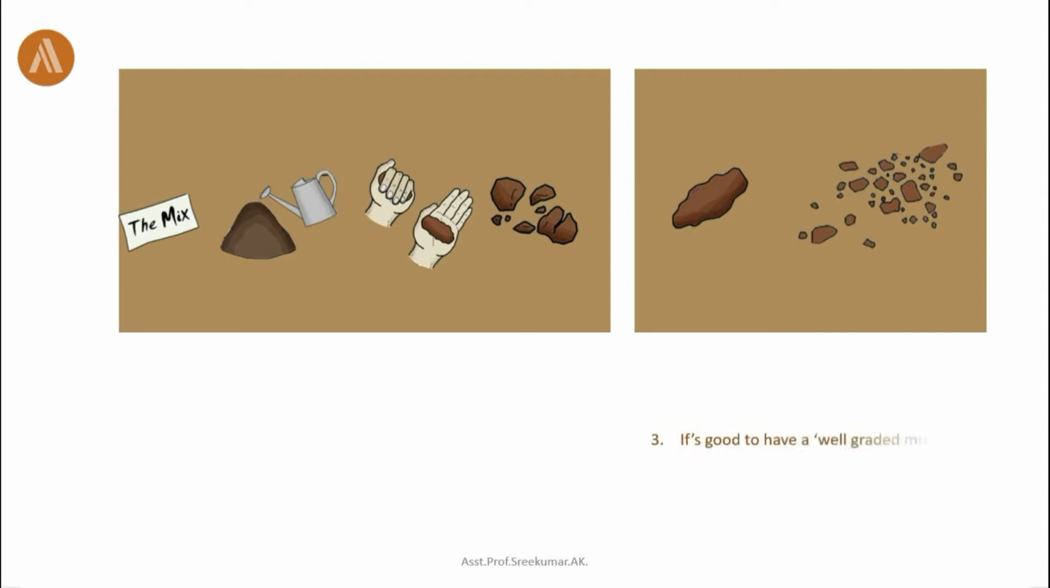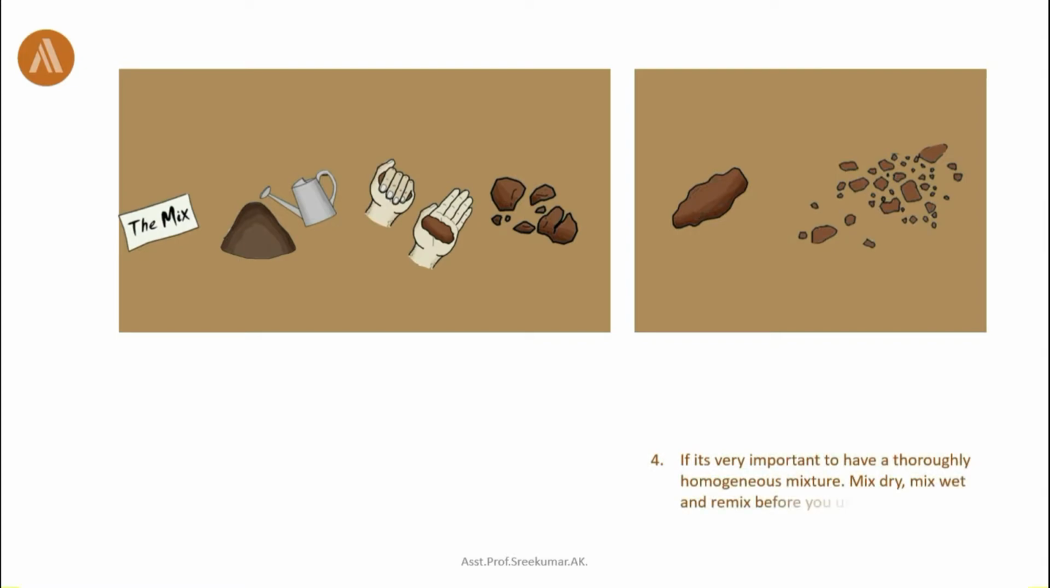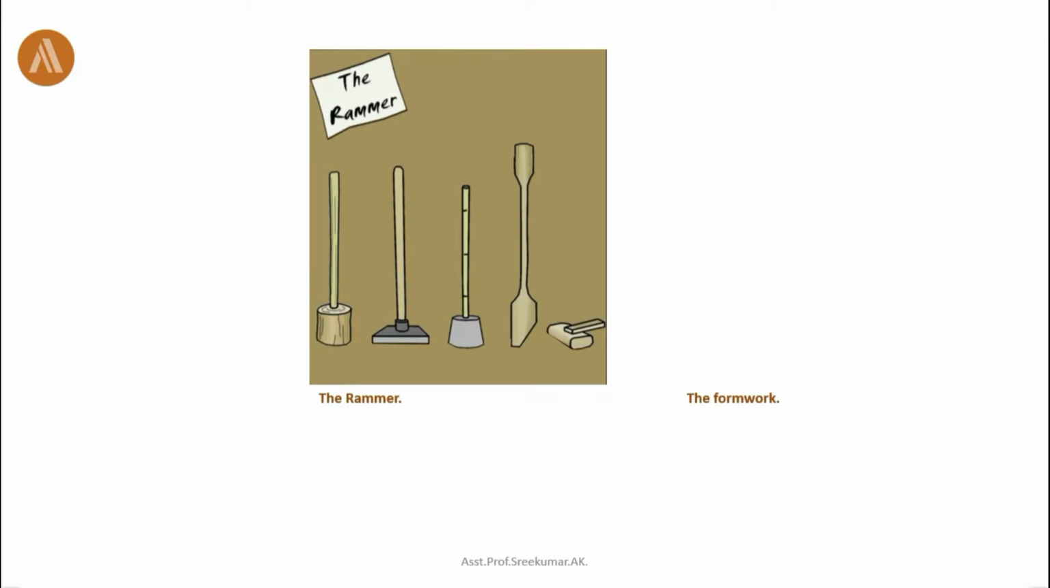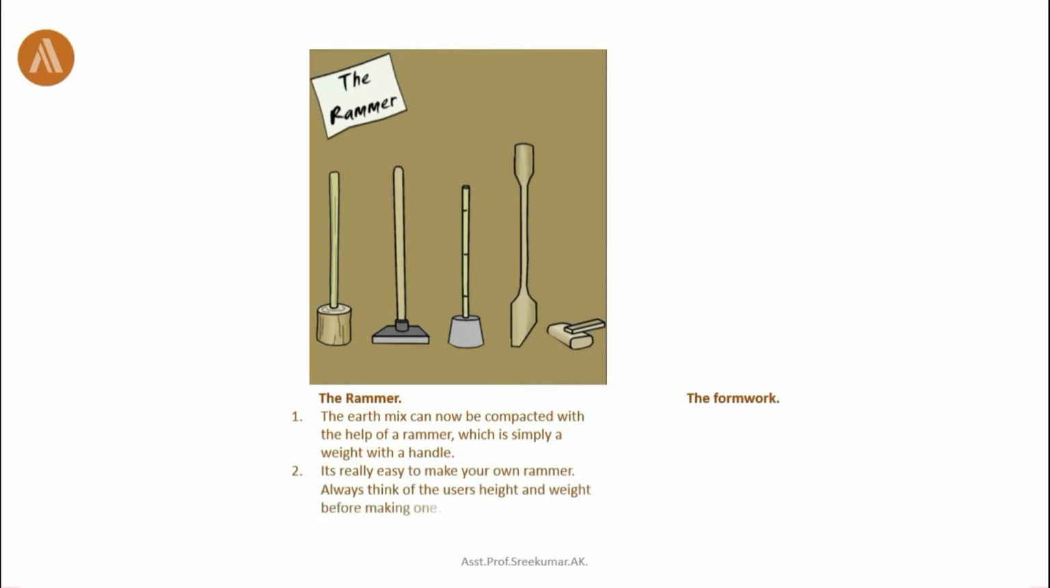It's good to have a well-graded mix. It's very important to have a thoroughly homogeneous mixture. Mix dry, then mix wet, and then remix before you use the earth mix. Now the rammer. The earth mix can now be compacted with the help of a rammer, which is simply a weight with a handle. It's really easy to make your own rammer. Always think of the user's height and weight before making one.